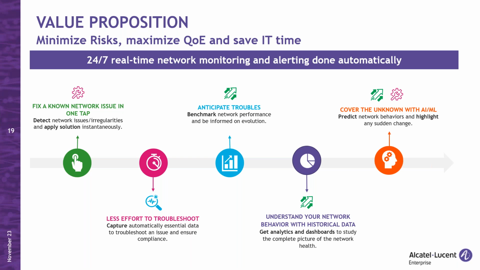Also, we want to cover the unknown with artificial intelligence and machine learning. This will give the possibility to predict network behaviors with neural networks, and also the telemetry that I talked about before, to try to go in the direction of predictive maintenance. So here we are not talking about preventive, but now predictive. So models that will predict something that is not known.